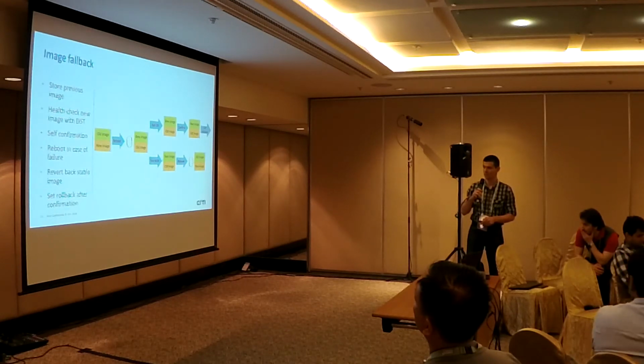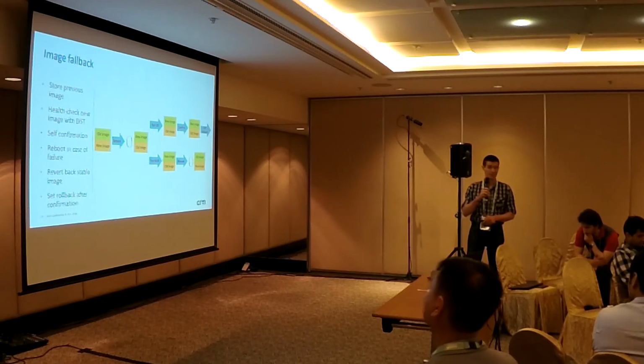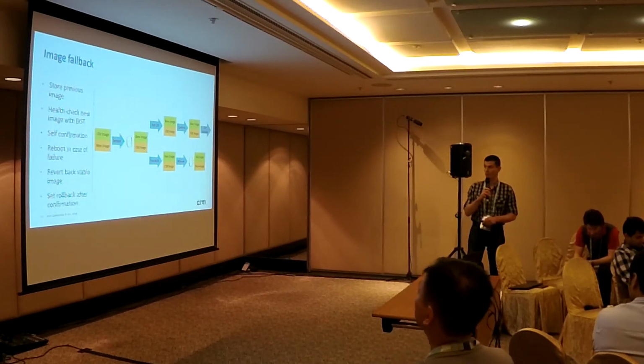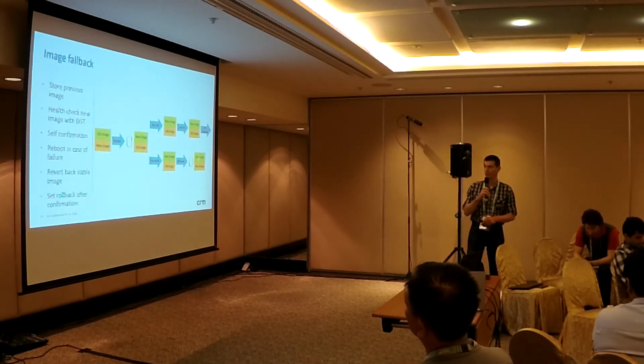MCUBoot checks the special flag in the flash memory, and because it hasn't been set due to the test failure, it will revert back to the old image, to the active memory partition, and it will run it again.